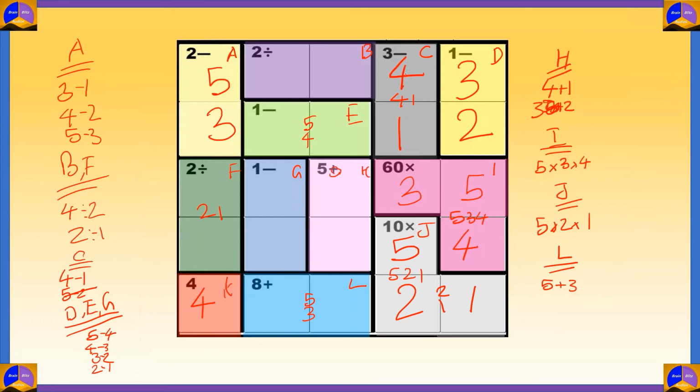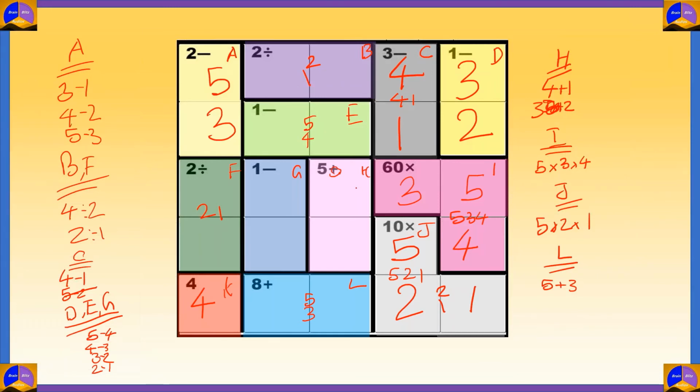will go over here, which means that in cage B we can eliminate the option 4 divided by 2 because then it would be a repeat of 4 in the same row. We'll use the option 2 divided by 1 over here.